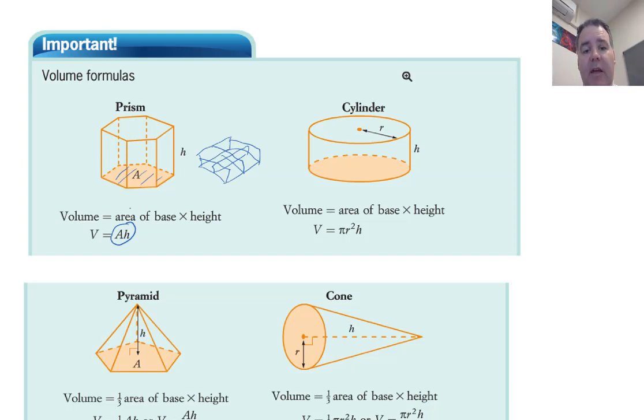And that formula is the exact same for a cylinder. We just work out the cross-sectional area, which is pi r squared, the area of a circle, times it by the height of the cylinder. So pi r squared h is the formula for the volume of a cylinder.